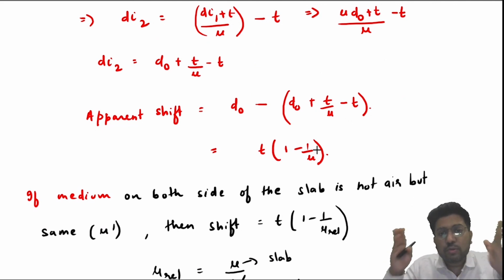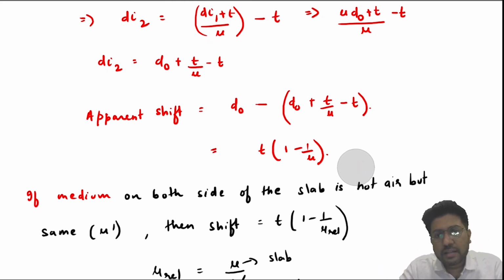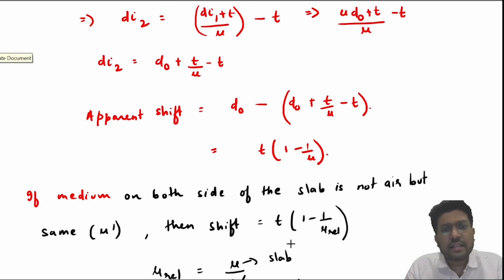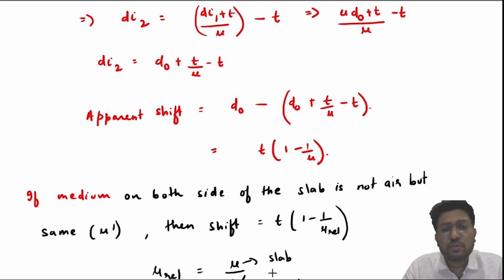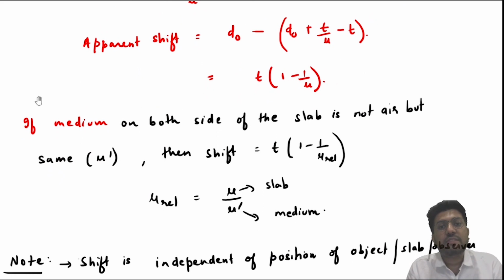Again, if the medium on both sides of the slab is not air but some other medium, say mu dash, then the shift will be t into 1 minus 1 by mu relative, where mu relative is mu by mu dash, where mu dash is the refractive index of the medium and mu is the refractive index of the slab, right?